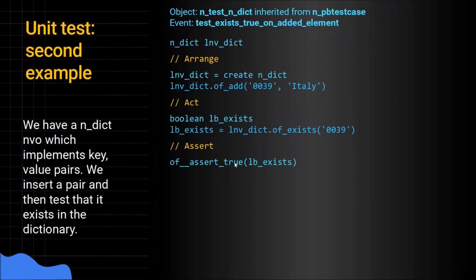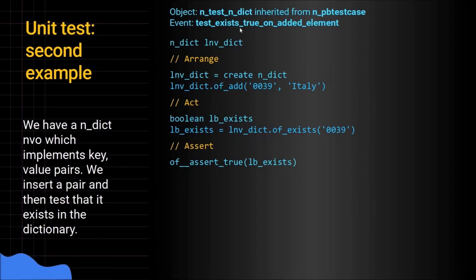Let's see another example. Here we have a different object, an ndict object, which implements a dictionary, the data structure made of key value pairs. In this test, we insert a pair and then test that this pair exists in the dictionary. So the test object is test ndict, because ndict is the name of the original object. And we have an event called test exists true on added element.